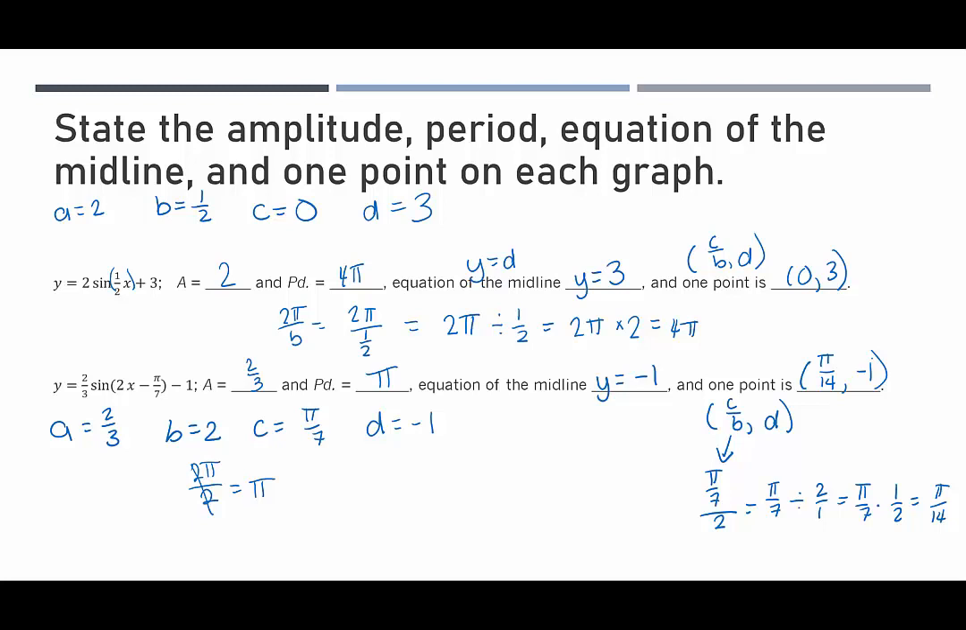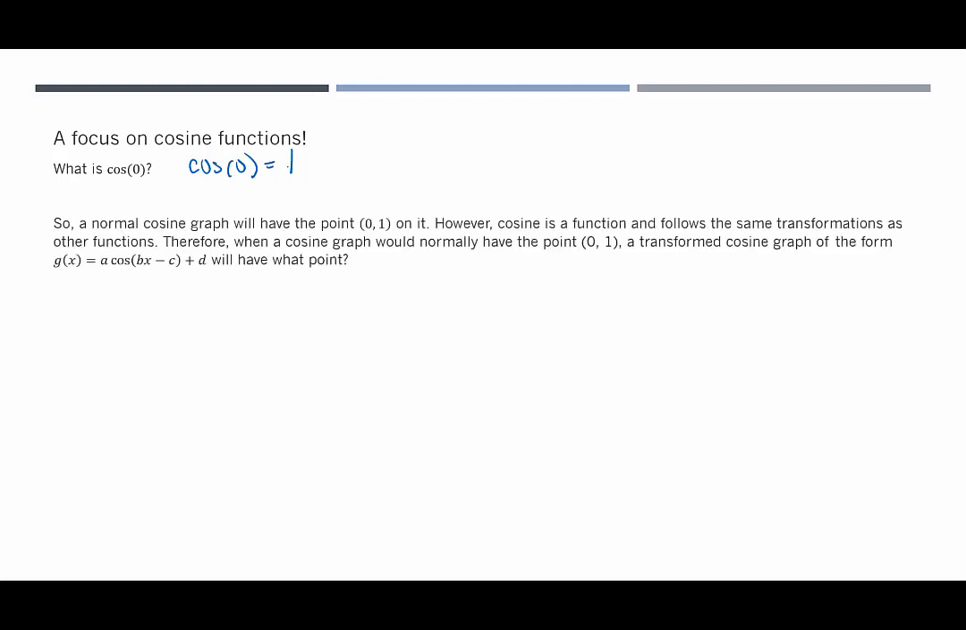That was sine. Now we're going to talk about cosine. What is cosine of 0? Well, cosine of 0, think back to our unit circle, is 1, right? Because 0 is at the point 1, comma, 0, and cosine is the x value. So cosine of 0 is 1. A normal cosine graph, and by normal I just mean the parent function, has the point 0, 1. That's where we start one period of the cosine graph.